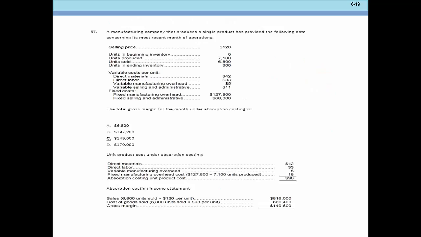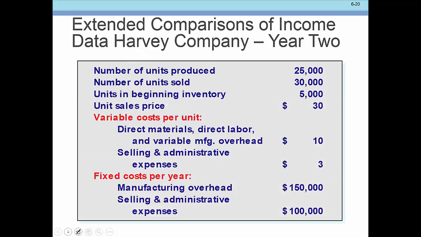Okay, good. Come over, and let's take a look at year 2 now. Okay? And remember, they produce how many units every year? 25,000 units every year. And in year 2 now, they sold 30,000. So what are they going to do? They're going to sell everything they produced this year, plus they're going to grab those 5,000 units that were sitting in ending inventory at the end of year 1, and sell those too, aren't they?